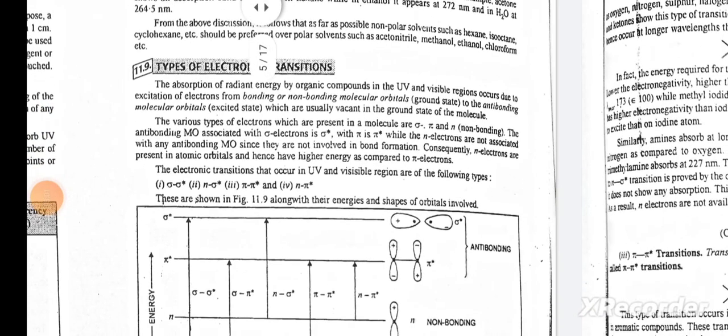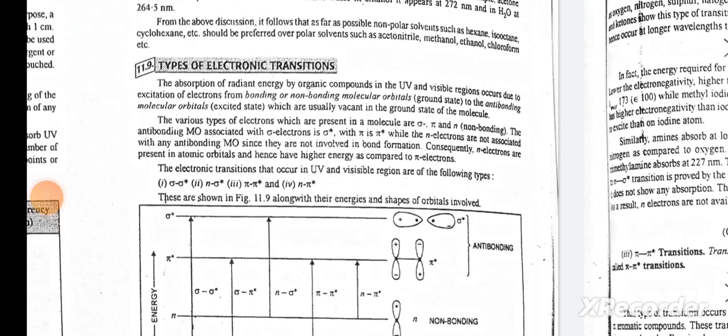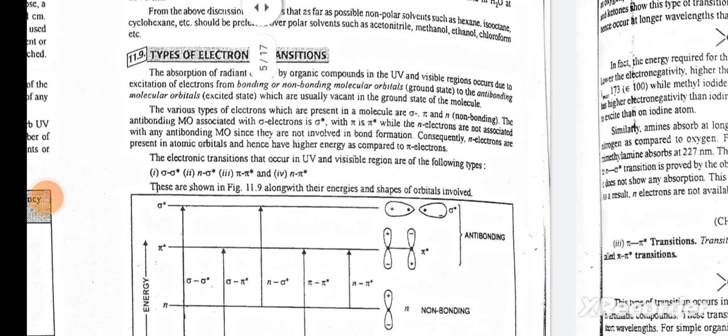Types of electronic transitions. The absorption of radiant energy by organic compounds in the UV and visible regions occurs due to excitation of electrons from bonding or non-bonding molecular orbitals (ground state) to the anti-bonding molecular orbitals (excited state), which are usually vacant in the ground state of the molecule.